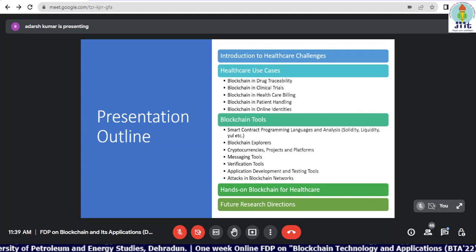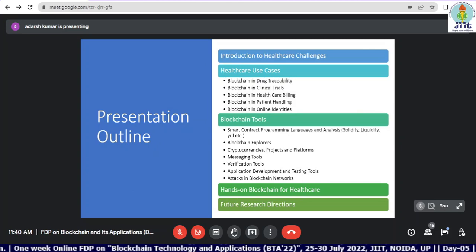YAL is advanced compared to Solidity, giving a more structural form to the smart contract. Likewise, there are various other Solidity or smart contract programming platforms. I'll give you a list of those tools, and you can study them in more detail. I have the characteristics of a few of them.